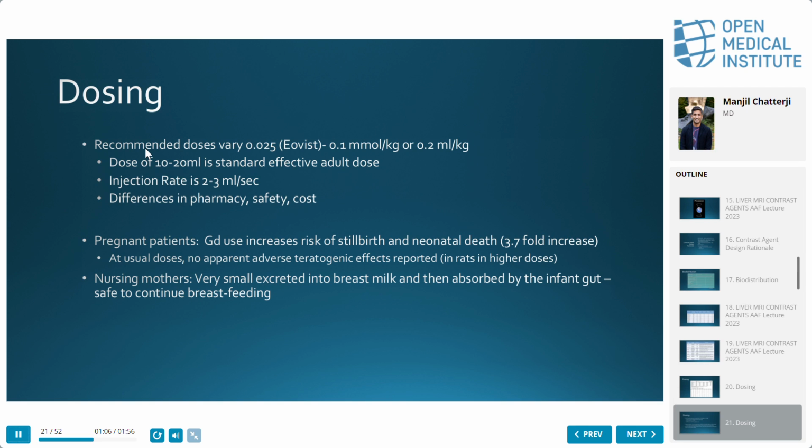Nursing mothers, this is a really important topic as well. A very small amount, less than 1%, is excreted into the breast milk and then absorbed by the gut. So I believe it's safe to continue breastfeeding with MRI. At a lot of centers, I know that the recommendation is to pump and dump for 48 hours and then resume breastfeeding. So I think it really changes. I think in Europe, the recent guidelines don't need to stop breastfeeding. Wonderful. Yeah, that's the modern recommendation.